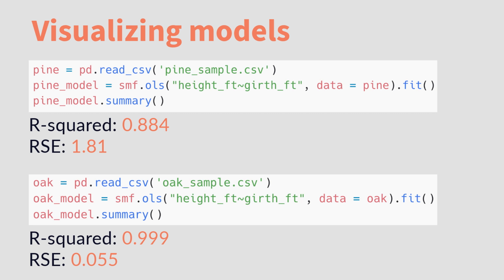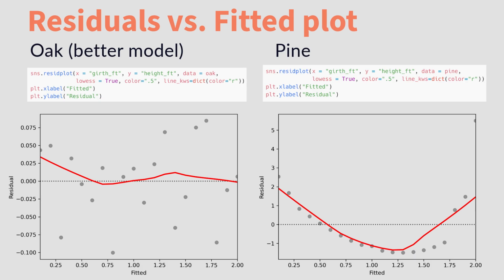Now, let's make some plots to visualize and compare these models. If a linear regression model is a good fit, then the residuals are approximately normally distributed with a mean of 0. To help us visualize this, we can make a residuals versus fitted plot. To make this plot, we can use the residplot method from the seaborn package, which we had imported previously as sns.